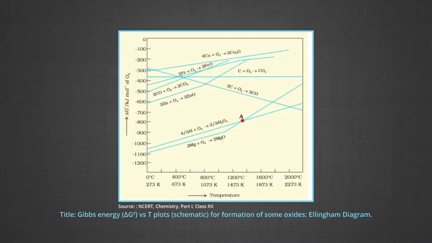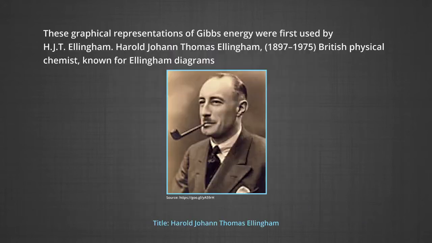Such coupling is easily understood through Gibbs energy, delta G naught, versus T plots for the formation of the oxides, as shown in figure 1. The plots are called Ellingham diagrams. These graphical representations of Gibbs energy were first used by H. J. T. Ellingham. Let us first understand the use of Ellingham diagrams.